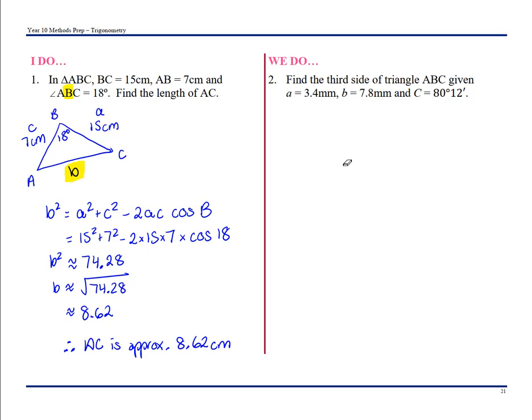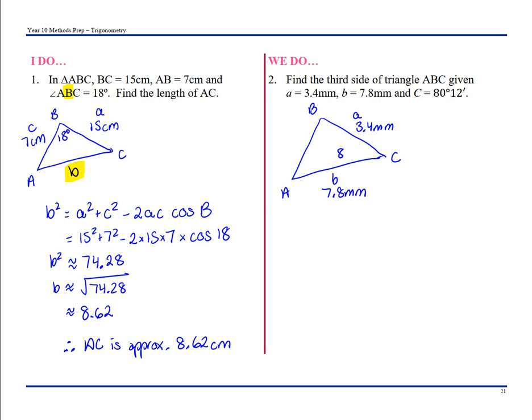Now let's pause the video so you can have a go at the next one on your own, and then you can play the video to see whether you're correct. So find the third side of a triangle ABC, and we've been given the information for the lengths and one angle. So again, draw a triangle. You'll note most of mine look the same. ABC, little a is opposite angle A, so that's 3.4 millimeters. Little b is opposite angle B, so that is 7.8 millimeters.